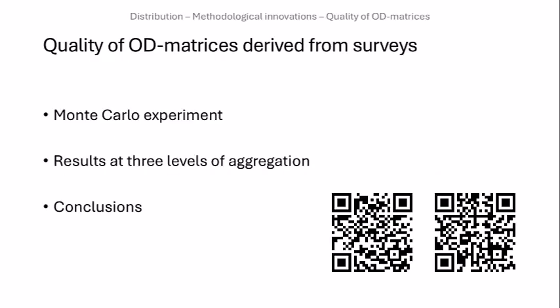Survey data is often the starting point for OD matrices, but the quality of those matrices is not always reliable. Sampling errors, non-response, and observation errors can all distort the results. Therefore, researchers have experimented with ways to improve OD estimates, for example, through calibration techniques or by combining survey data with other sources.